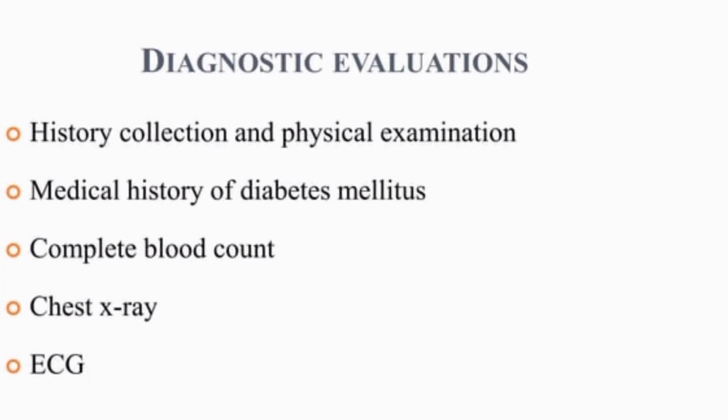Seventh one is diagnostic evaluation of hypertension. First one, history collection of the patient. Collect the total history of the patient. Then physical examination of the patient. Third one is medical history of diabetes mellitus. Then complete blood count, chest X-ray and ECG.